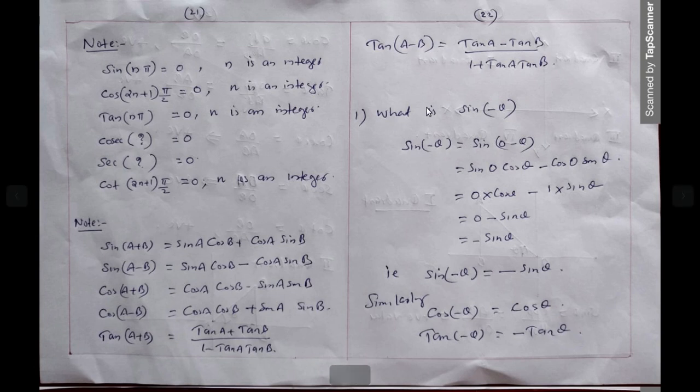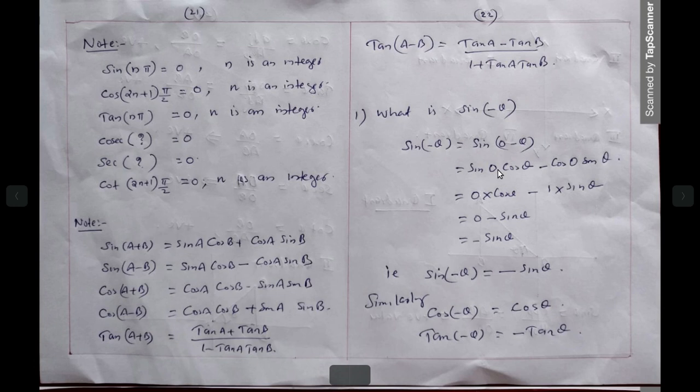Right. Then what about sin minus theta? Sin minus theta equal to what? Sin (0 minus theta), isn't it? 0 minus theta is minus theta itself. So sin (a minus b), what is it? Sin a cos b minus cos a sin b. So a is 0, b is theta. Here 0 and theta are substituted for a and b.